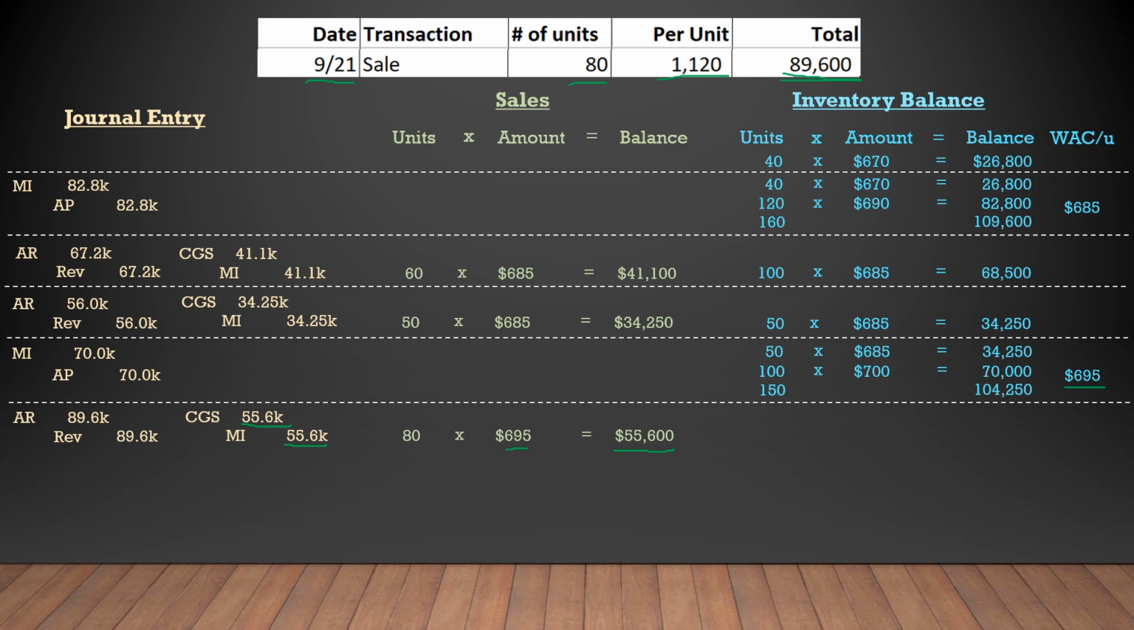If we previously had 150 units on hand and we just sold 80 units, we have 70 units left at a weighted average cost of $695 per unit, for a total inventory balance of $48,650.